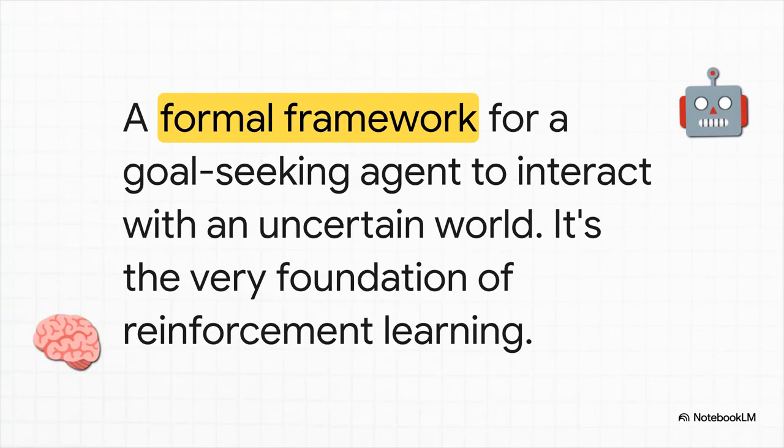And this isn't just some big concept. It's a formal way of framing the problem, which is what makes it so powerful. You've got two key parts here: a goal-seeking agent that's trying to achieve something, and an uncertain environment where it doesn't know the rules ahead of time. This simple but brilliant setup is the foundation for pretty much everything else in reinforcement learning.